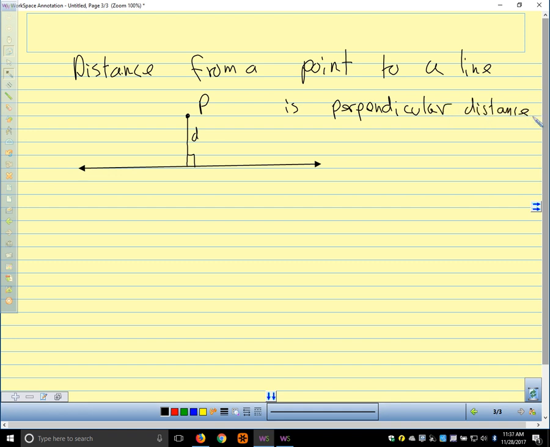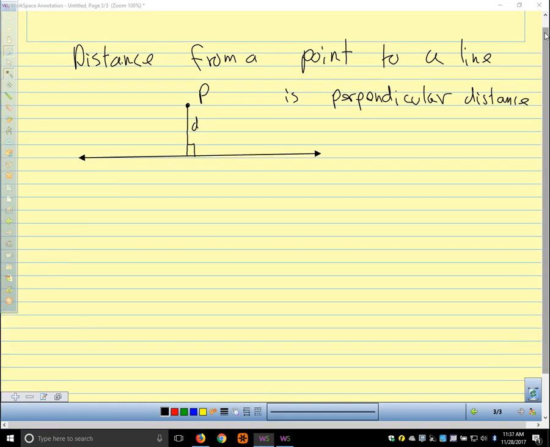We can't just go any old direction. We want to go the shortest distance, the perpendicular distance. That's how we make sure that we get the shortest distance. All right, so now that we have that, this is important for our next theorem, the angle bisector theorem.